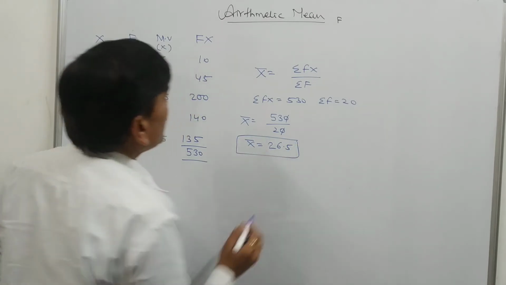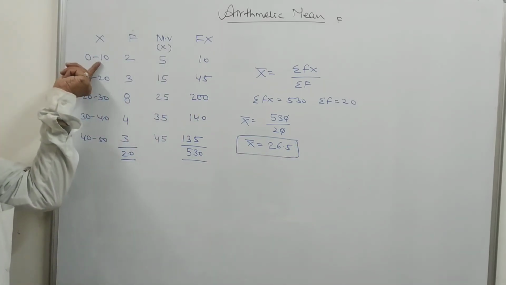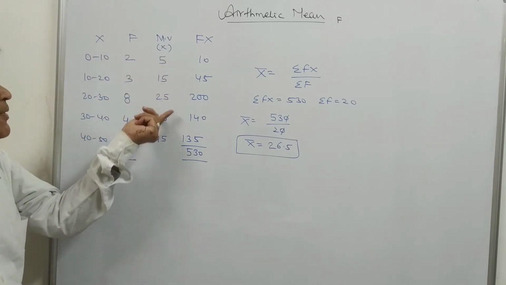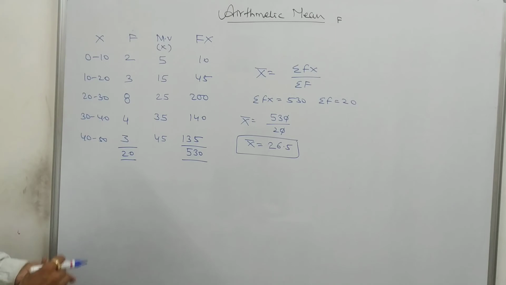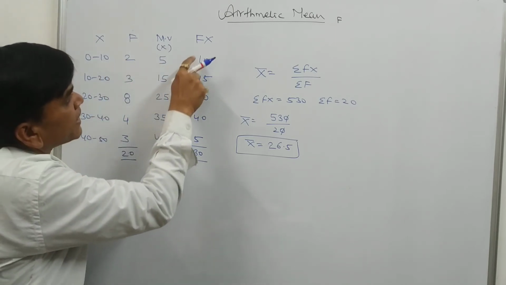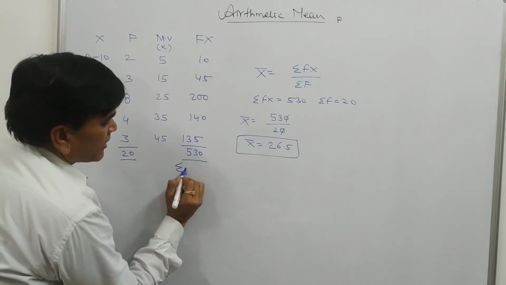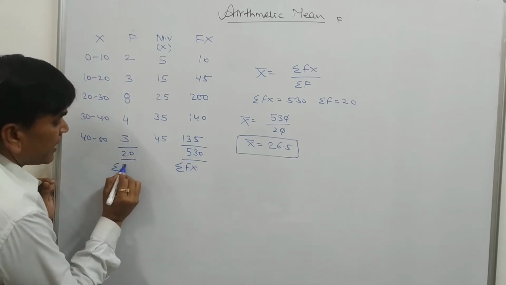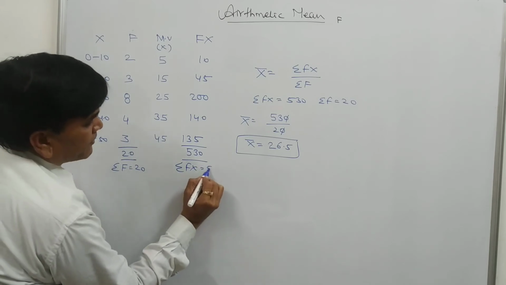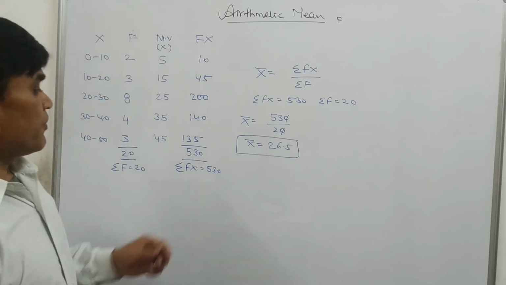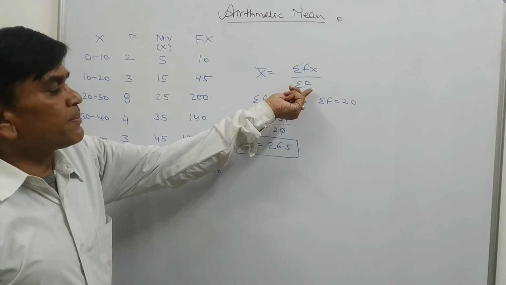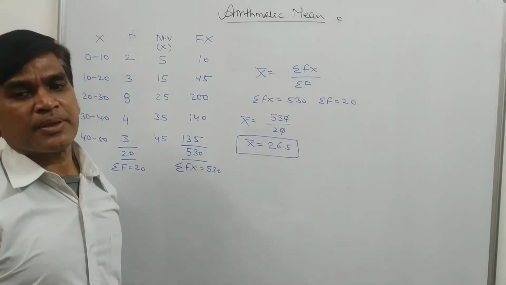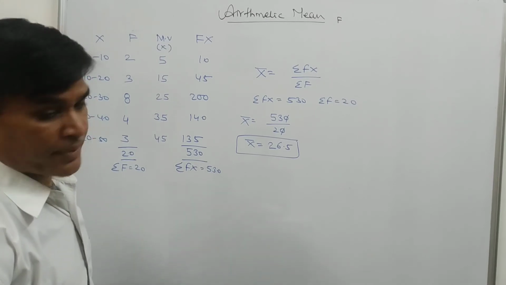So it's very simple. The very first step: from the class interval, we calculate the mid value. Then we multiply the mid value with the frequency and take the total, that is called sigma fx. Then we get the total of sigma f, that is 20, and sigma fx is 530. Then we divide sigma fx by sigma f, so 530 divided by 20. So x bar is equal to 26.5.